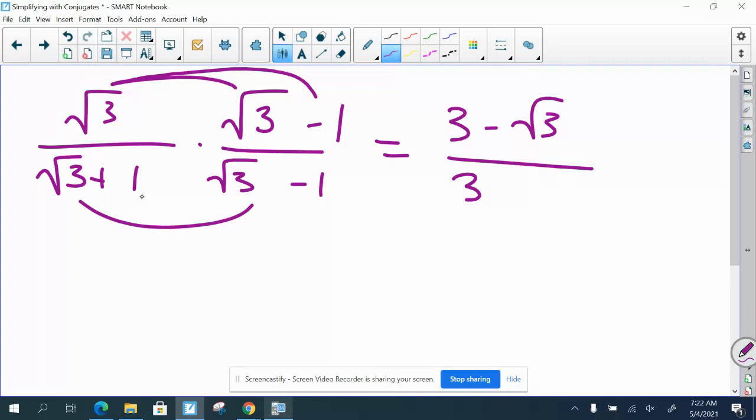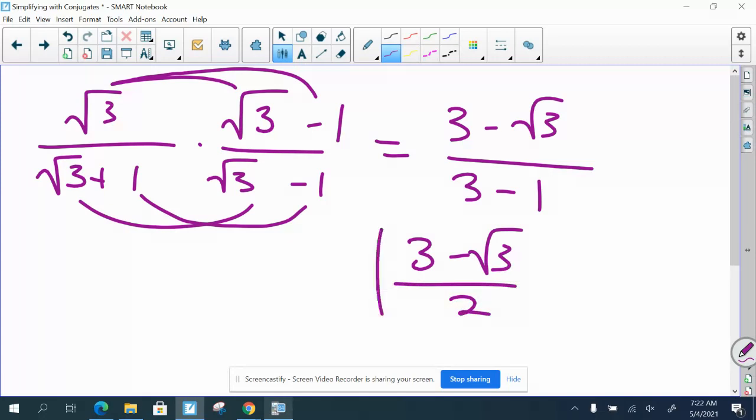Outer and inner terms cancel, and then you do the last term. So basically, you're just doing the first and the last term when you're doing the conjugate. So 3 minus 1, which is 2. So we have 3 minus square root of 3 over 2. It's fine to leave your answer like that. Okay, and then we'll do one more example here.